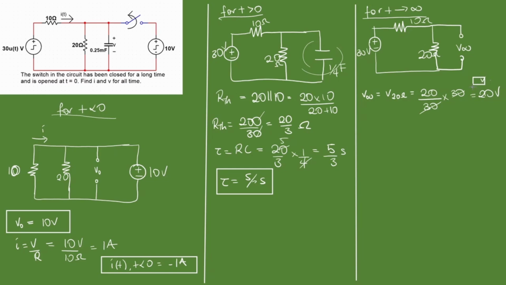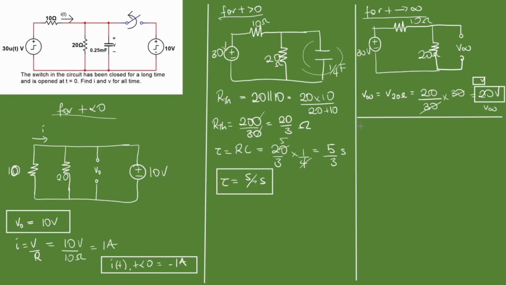Oof. How did these keep on happening? Okay. So this is our V infinity. So you can see we have everything we need to wrap up our circuit solution.